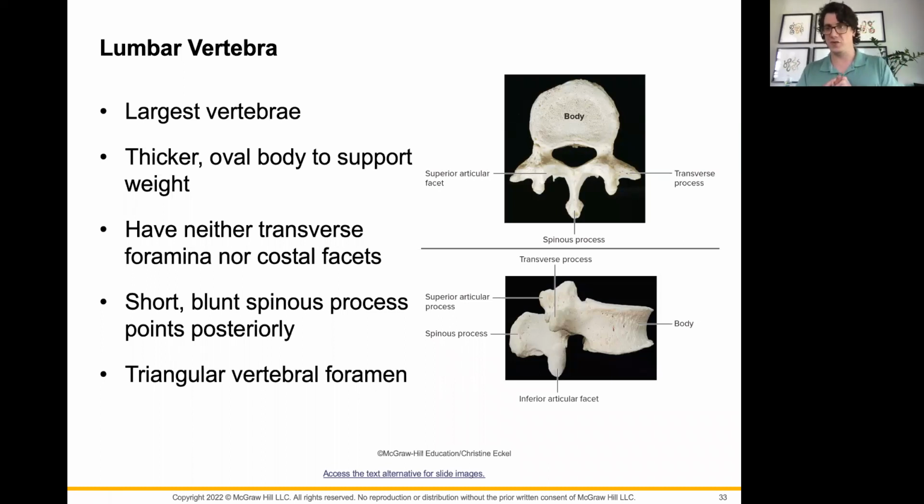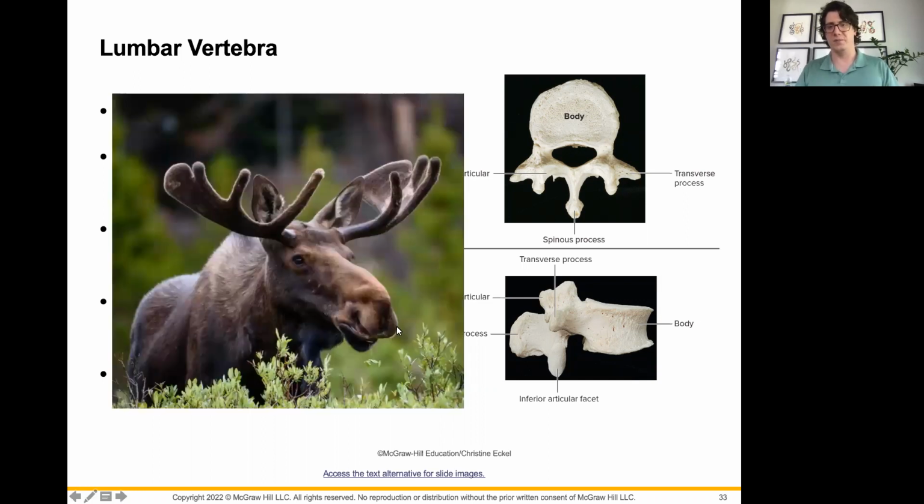We don't have transverse foramina, so we don't have 3 holes, nor do we have costal facets, okay? So we don't have costal facets. That means we are not thoracic vertebrae. Another way of looking at this is to say these are big lumbering moose, okay? If it looks like a moose, it's a lumbar vertebrae. If it looks like a giraffe, it's a thoracic vertebrae. If it has 1, 2, 3 holes, it is a cervical vertebrae.